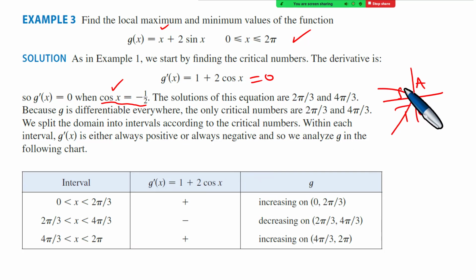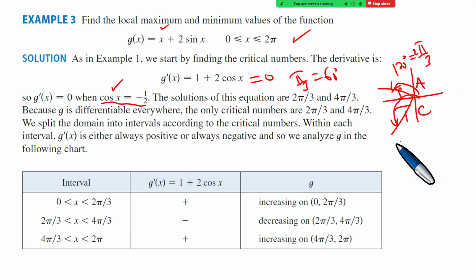And now we have 2 pi over 3. Because pi over 3 radians is 60 degrees, this one is going to be 120 degrees. But we also have 4 pi over 3, which is 4 times 60, and 4 times 60 is 240 degrees. So 240 degrees sits here. This is 120 degrees, which is exactly 2 pi over 3, and this one is 4 pi over 3, which is 240.